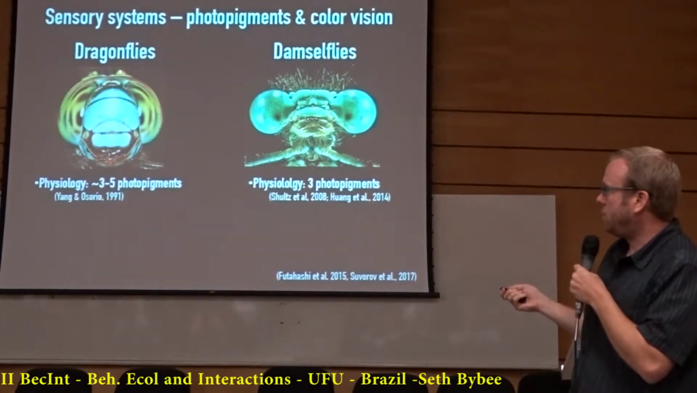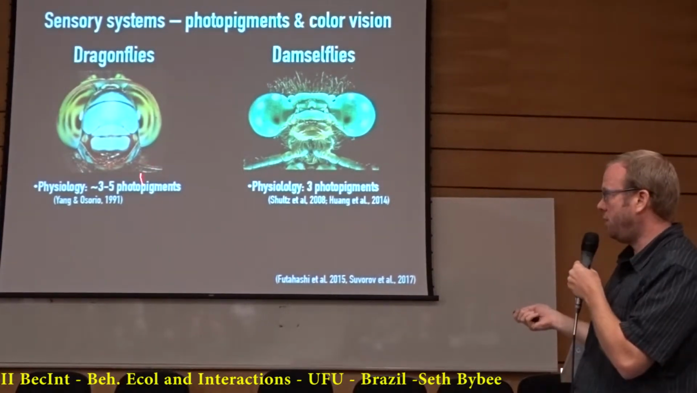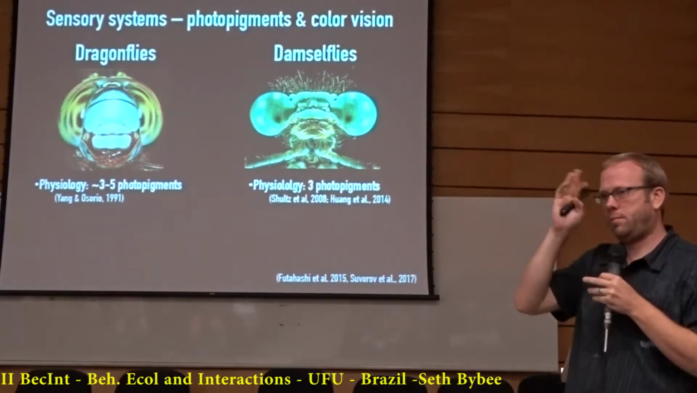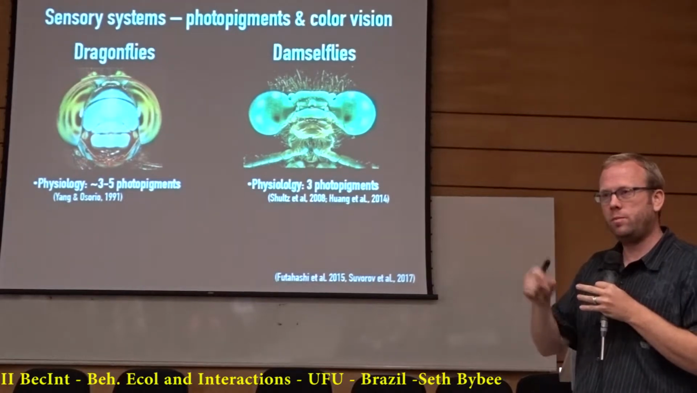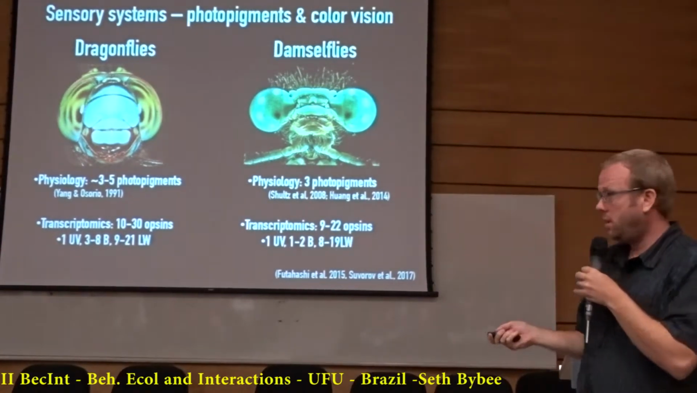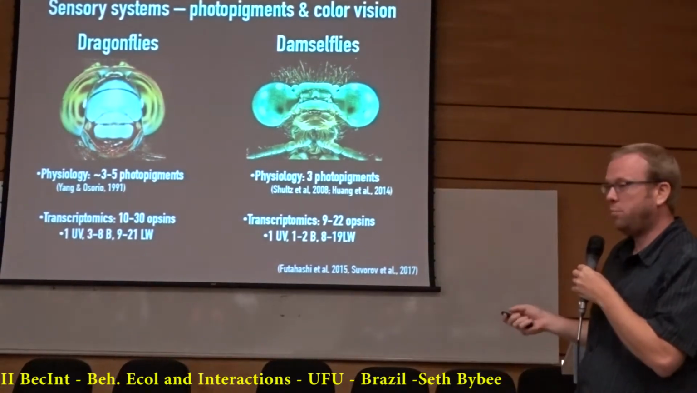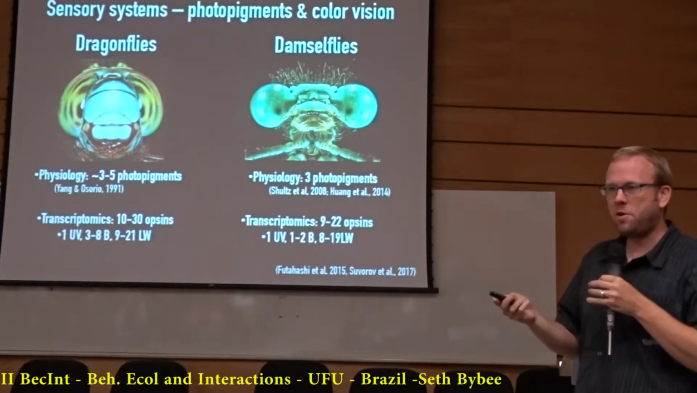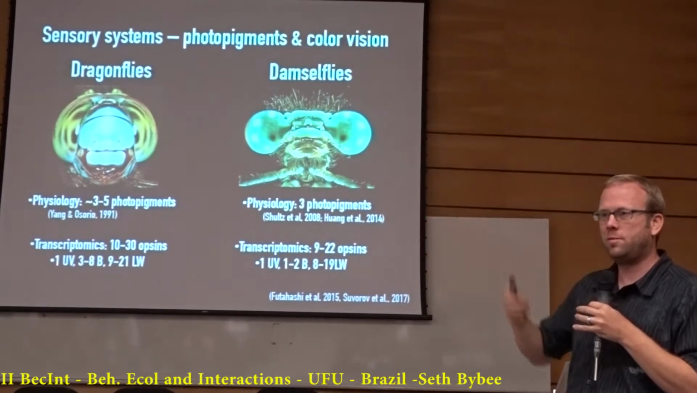But if you look in the literature at physiological data, they estimate that dragonflies have 3 to 5 photopigments in the eye. In damselflies, only 3 photopigments are estimated. There's no other physiological data that would show more than that. But when we looked at the transcriptomes, when we sequenced what was found in the tissues, we found 10 to 30 opsins in dragonflies, and we found 9 to 22 in damselflies. And we only found 1 ultraviolet, 3 to 8 blue sensitive opsins, and 9 to 21 long wavelength, with a very similar pattern in damselflies. So pretty cool. This is the most diverse insect that we know of so far in terms of visual system. One of the most diverse animals in the world in terms of color visual system.